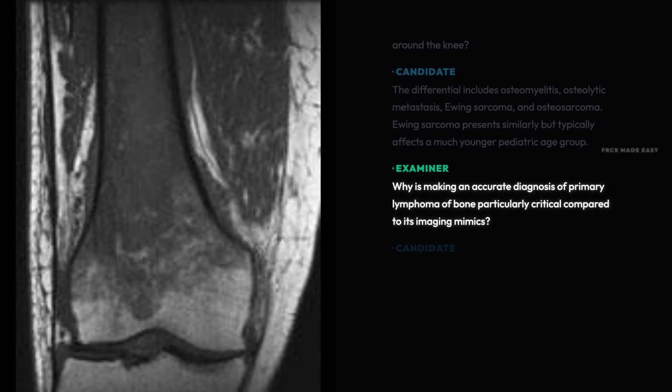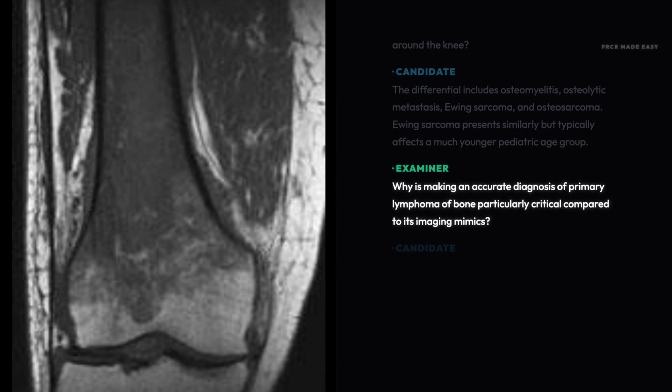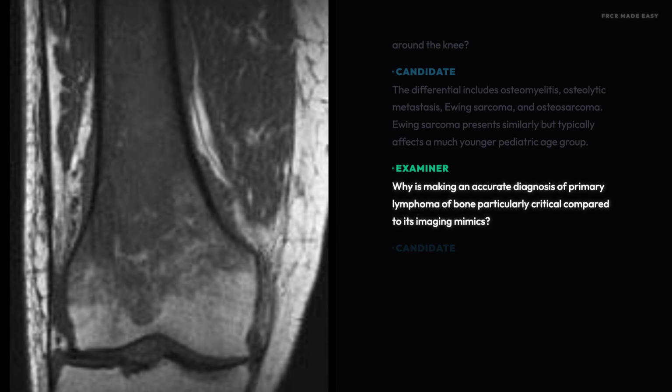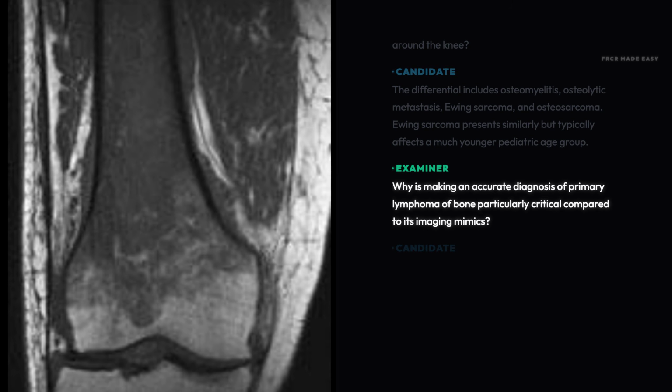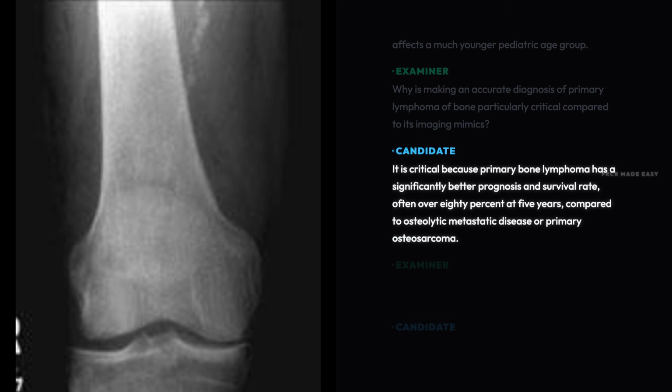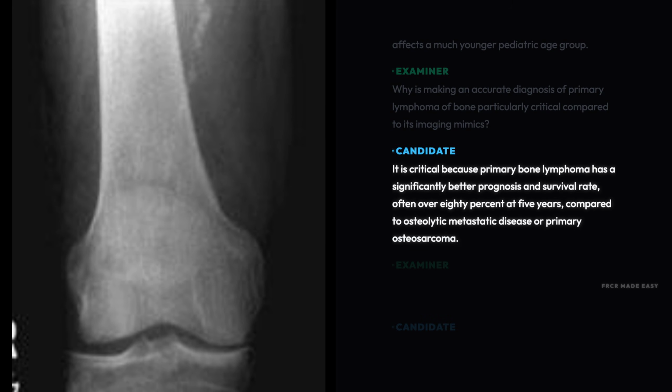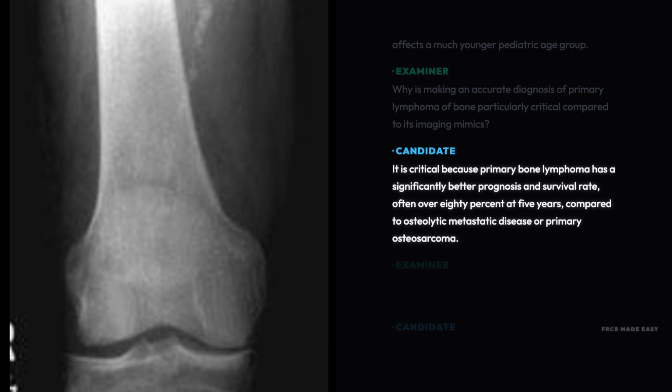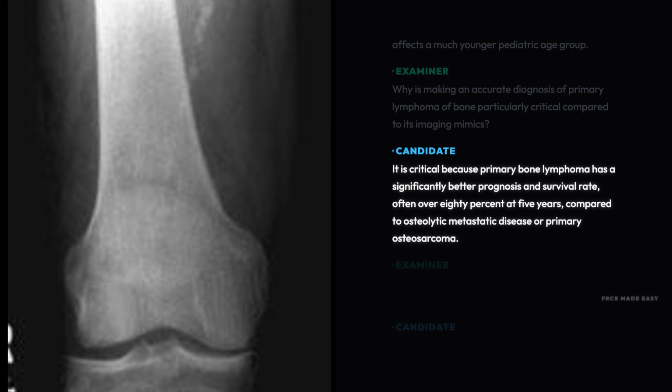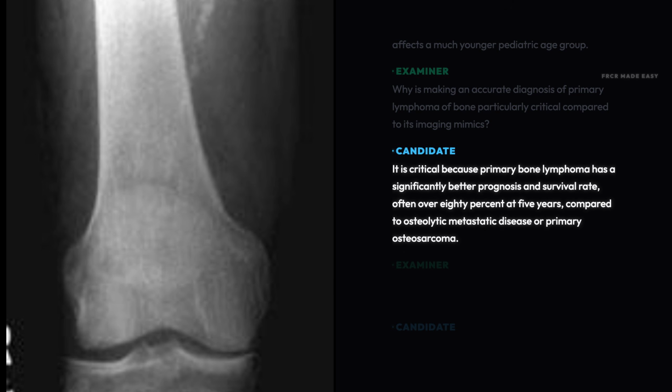Why is making an accurate diagnosis of primary lymphoma of bone particularly critical compared to its imaging mimics? It is critical because primary bone lymphoma has a significantly better prognosis and survival rate, often over 80% at 5 years, compared to osteolytic metastatic disease or primary osteosarcoma.